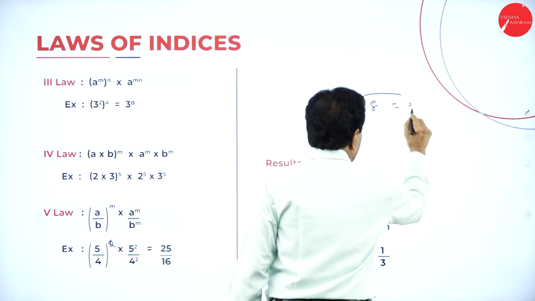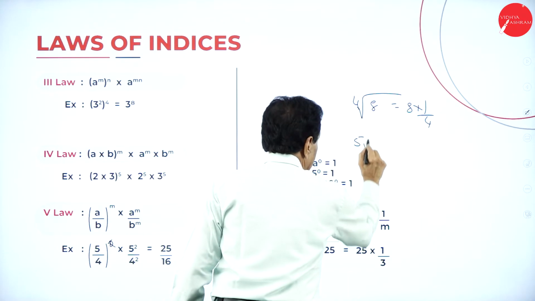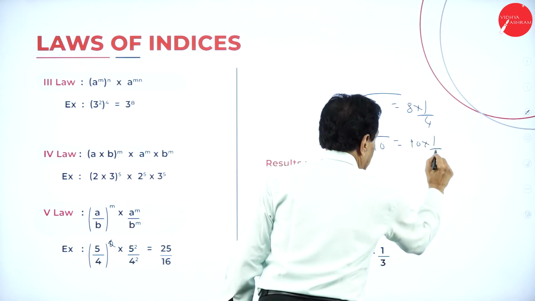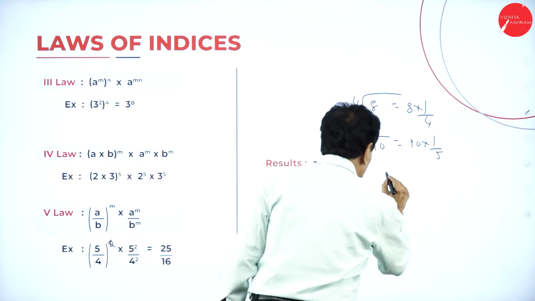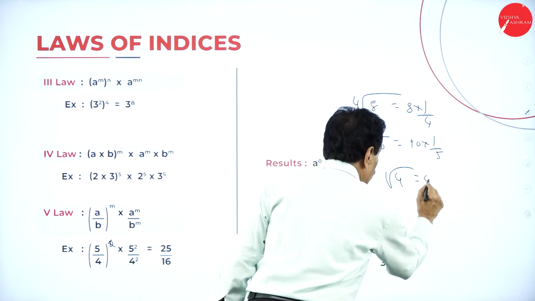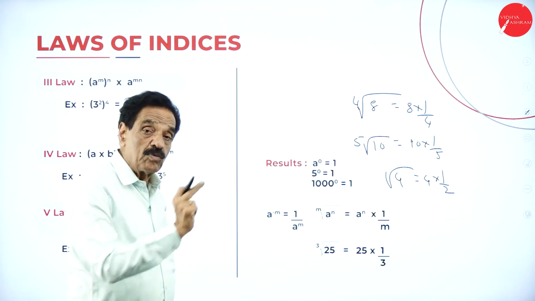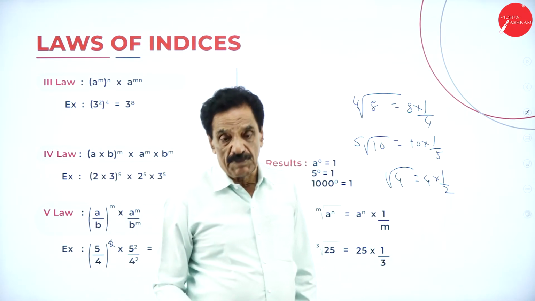This is nothing but 8 to the power of 1 over 4. The fifth root of 10 can be written as 10 to the power of 1 over 5. We can write it like this. If you have only root 4, this is 4 to the power of half. So, root is always half. Cube root is 1 by 3. Fourth root is 1 by 4. Fifth root is 1 by 5.